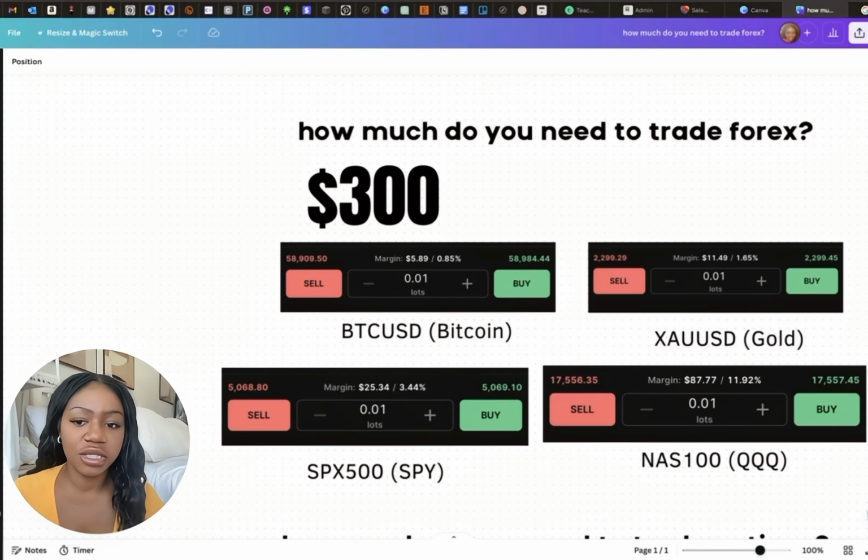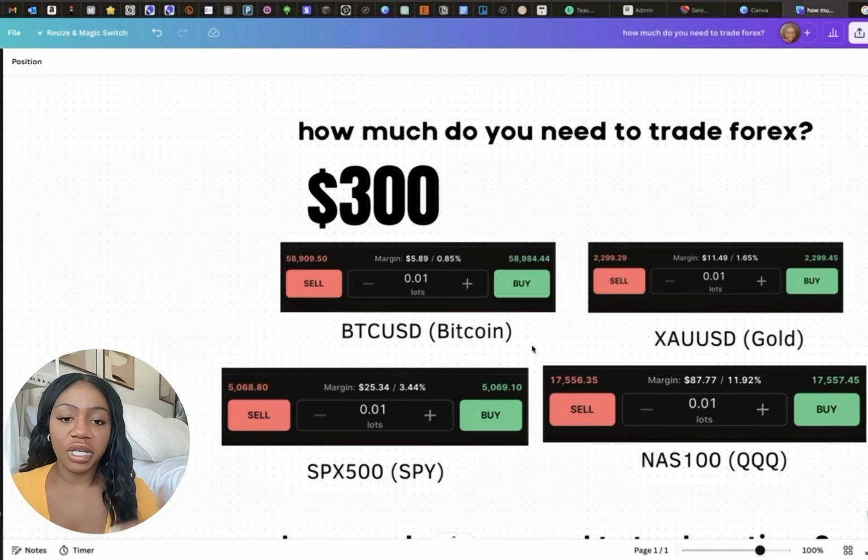These screenshots are taken directly from my TradeLocker platform. And this shows you how much margin it costs to get a 0.01 lot size, which is the smallest lot size you can get for any position. And the margin is how much is automatically deducted from your account to get the position. So basically, the margin is how much it costs to buy, in this case, the smallest entry possible.